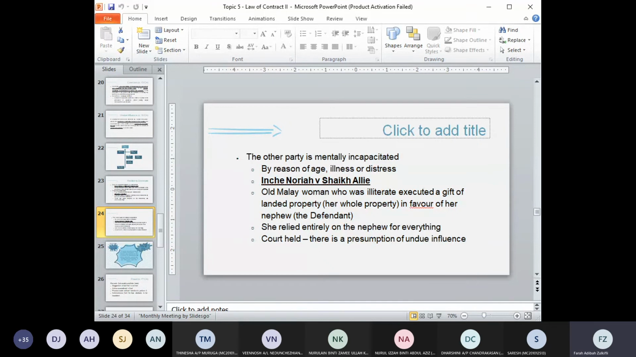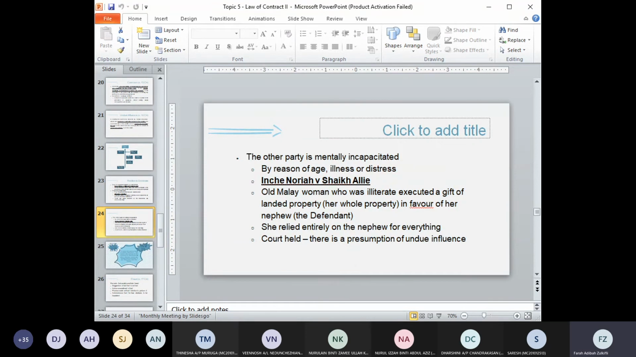So like in this case of Encik Nuria lawan Syekh Ali, in this case there is this old Malay woman, Encik Nuria. She was illiterate. So she was someone who cannot write, who cannot read. And she executed a gift of landed property. She gave her whole property in favor of her nephew. So her nephew is the defendant.